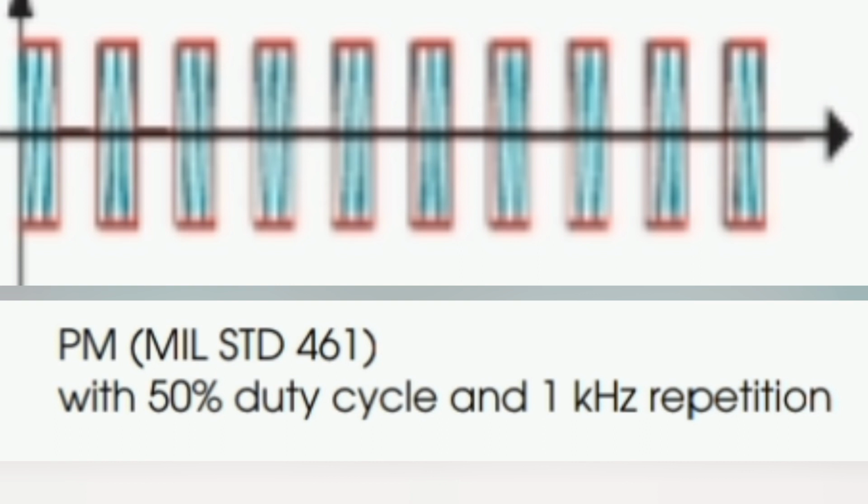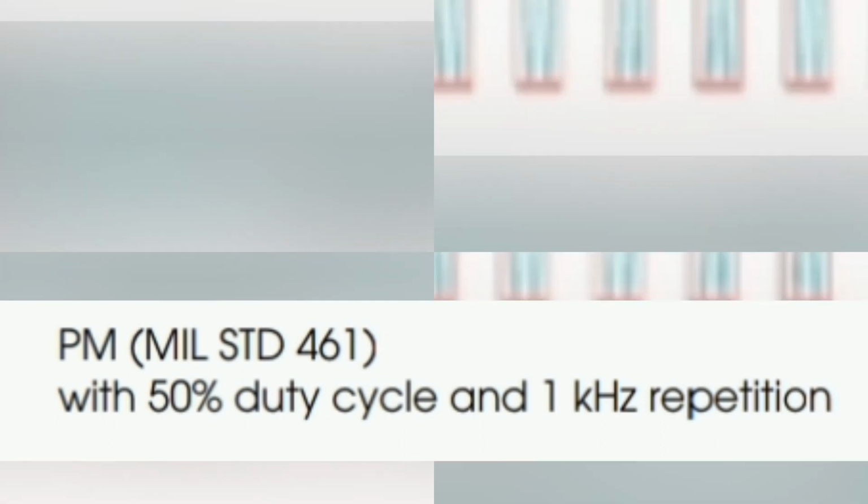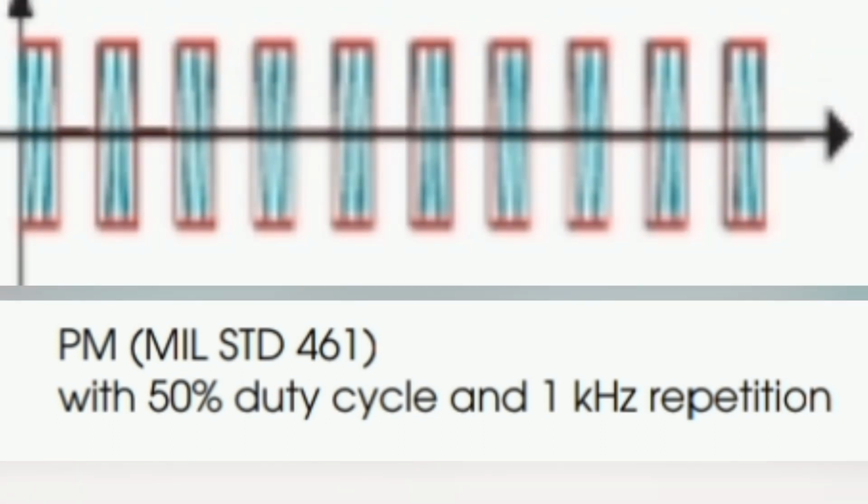This type of modulation is used for MIL-STD-461. It is a United States military standard that outlines electromagnetic interference and susceptibility requirements for military and aerospace systems and equipment. It uses pulse modulation with 50% duty cycle and 1 kHz repetition.